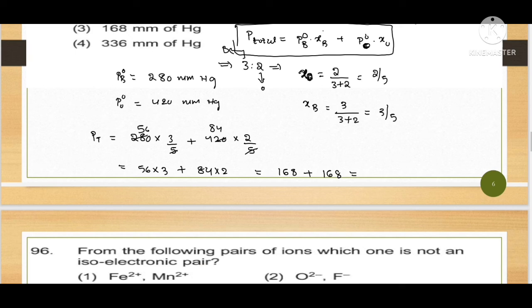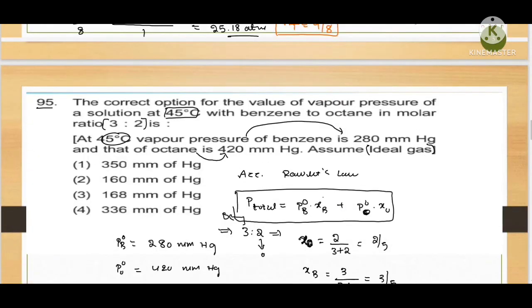Now 168 plus 168, the total value is 336. Then total vapor pressure is equal to 336 mm of mercury. So option D is our correct answer.